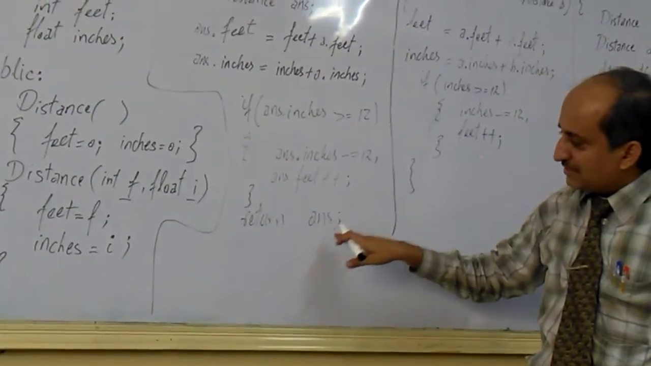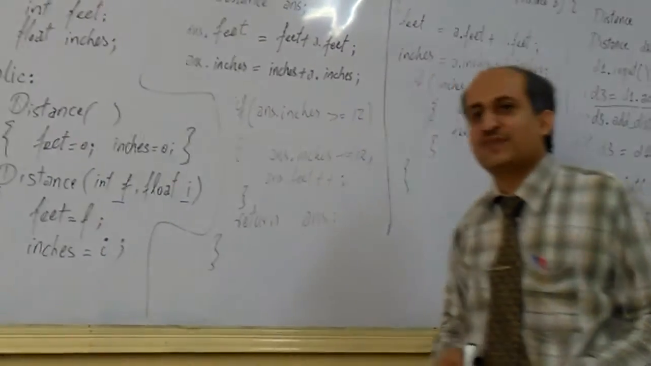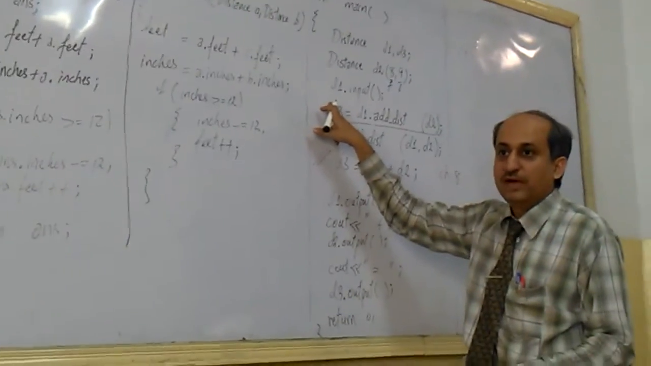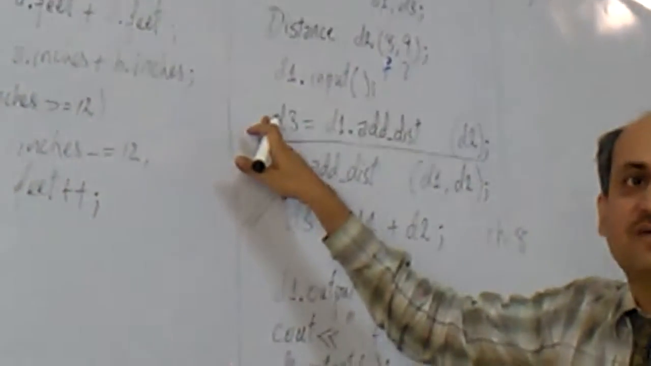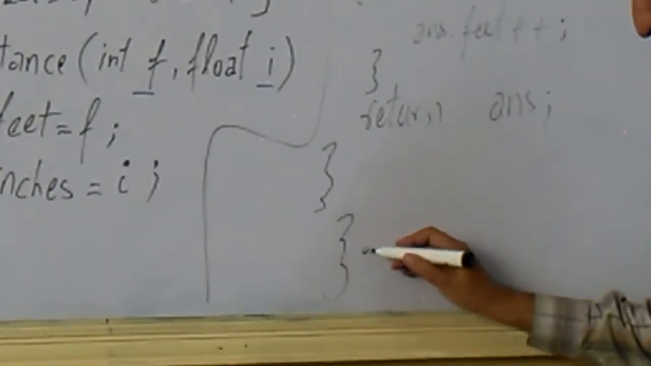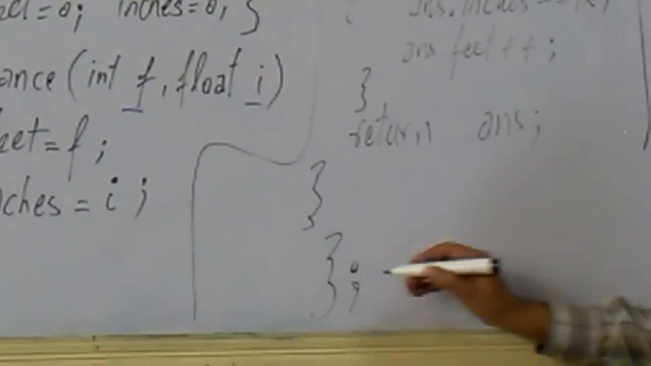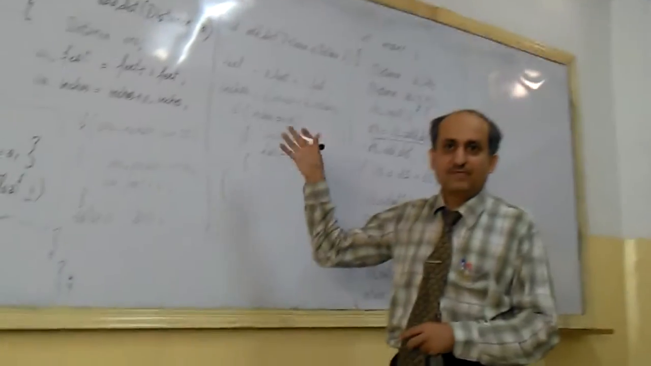We should be writing that return statement at the end before closing the body of the function, so that in the main program it will be assigned to its values. Feet and inches will be copied to the feet and inches of D3, and at the end we may close the definition of our class. I hope you have understood most of the portion of this program.